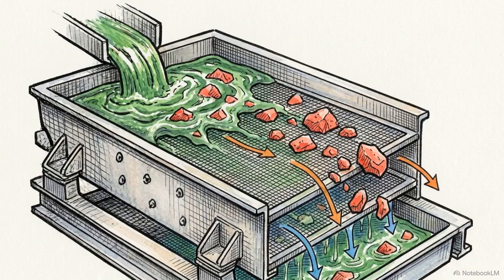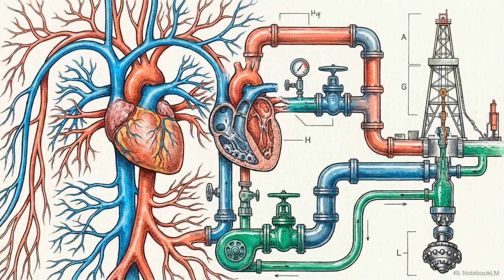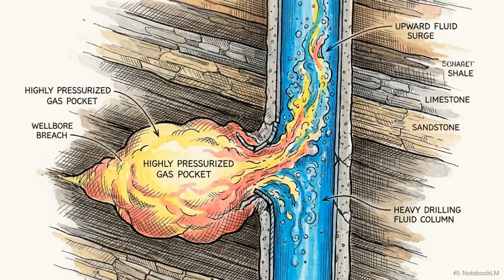The returning fluid pours over vibrating shale shakers to remove large cuttings, while centrifugal hydrocyclones spin the fluid to extract microscopic silt. The fluid system is the rig's blood supply, managing the paradox of keeping a hole open while rock is continuously removed. When the hydrostatic weight of the mud column fails to hold back the reservoir, highly pressurized formation fluids flood into the wellbore.